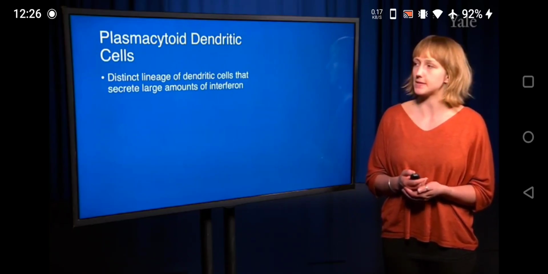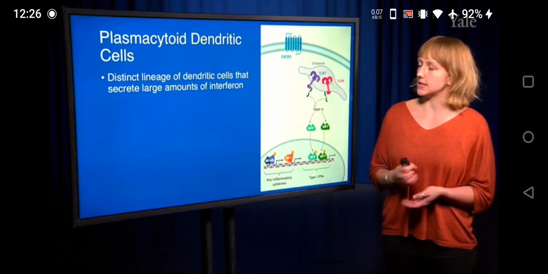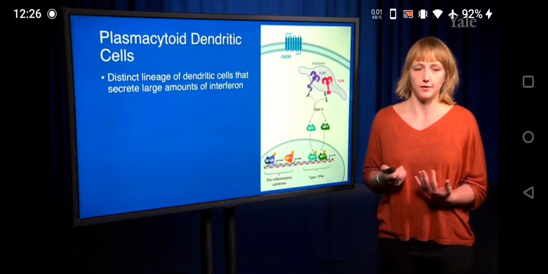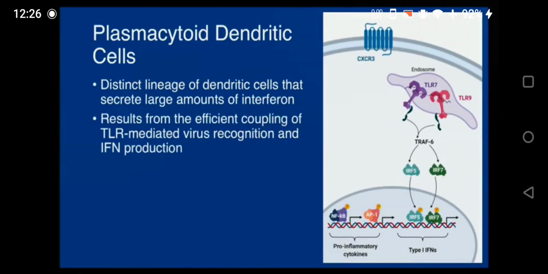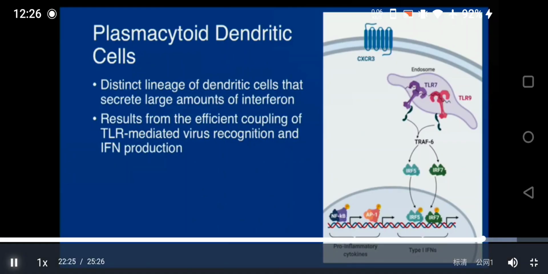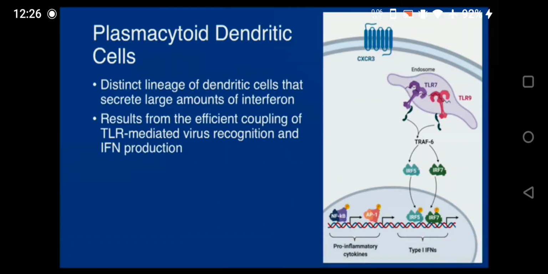Here we can see a schematic representation of the inside of a plasmacytoid dendritic cell. The reason that they secrete such large amounts of interferon is believed to result from the efficient coupling of TLR-mediated virus recognition and interferon production. For example, here you can see the endosome of our PDC, which has TLR7 and 9, and there's a very elegant pathway that signals through TRAF6 and IRF5 and 7, which leads to the high production of type 1 interferons.